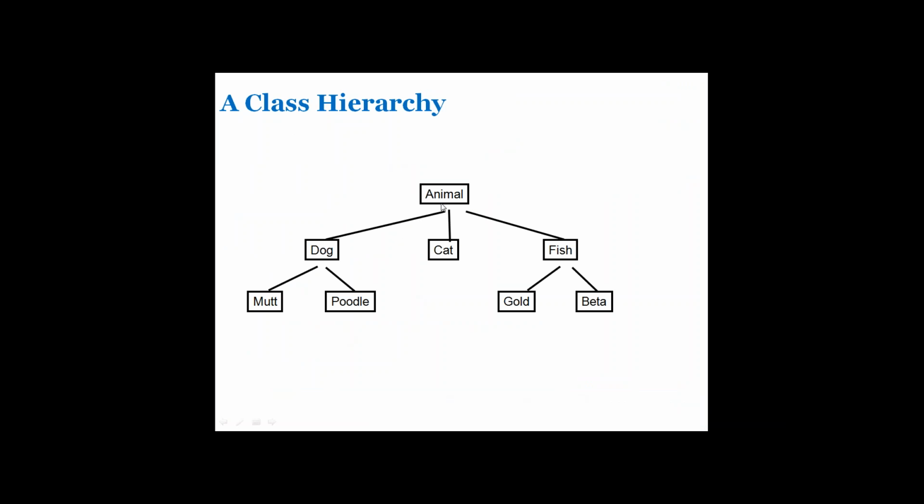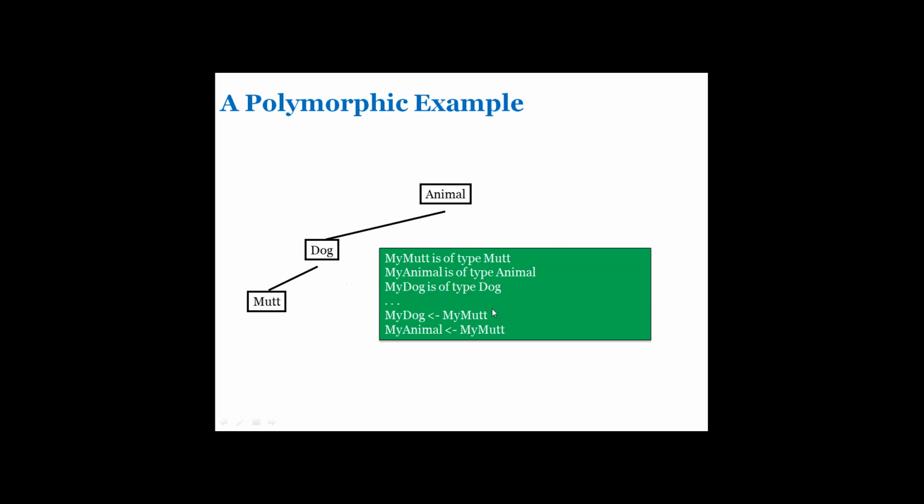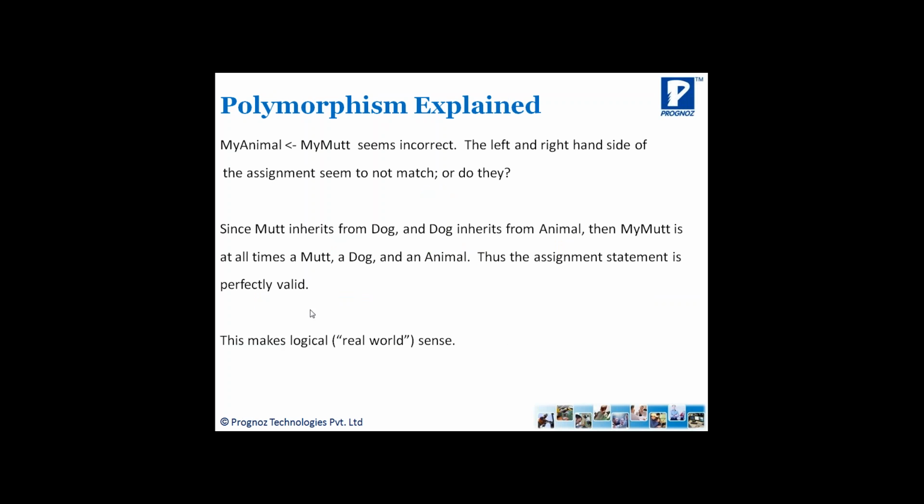Now you can see animal. Dog is a pet animal, cat is again a pet, fish is again something like an aqua fish. So here dog has different types. A mutt is a dog, but we don't know the animal. This way animal comes in different forms. A dog is a dog, but it has different kinds. A fish can be a goldfish or a betta fish or something. My mutt is a type of mutt, I know that. My animal is a type of animal. My dog is a type of dog. But my animal is my mutt. That is the point.